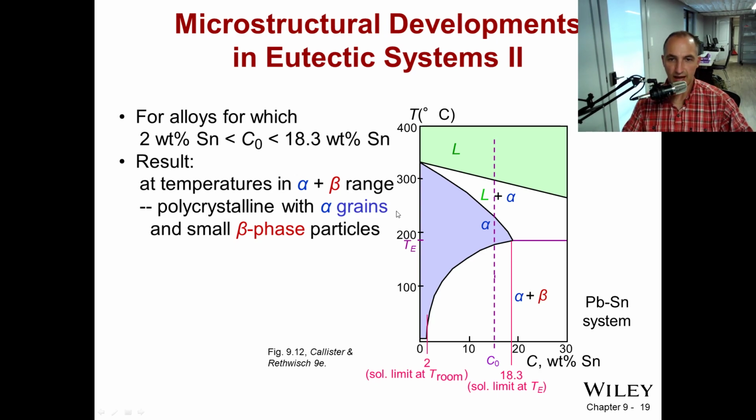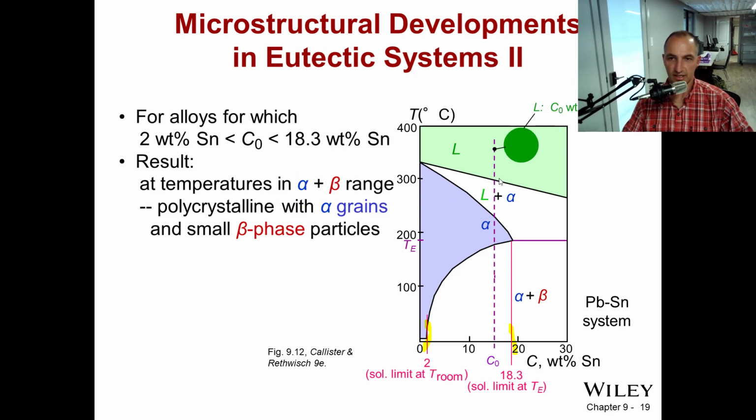Now let's go to a higher composition of tin. So let's look at what happens between 18.3% and 2%. So that's this area between these two red lines here. We're looking at this red line, so all this area in between here.